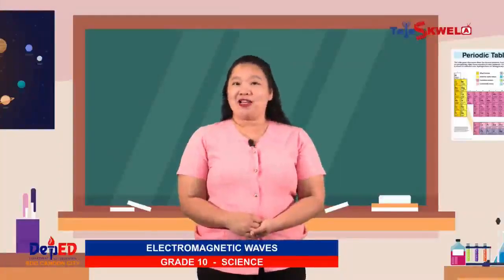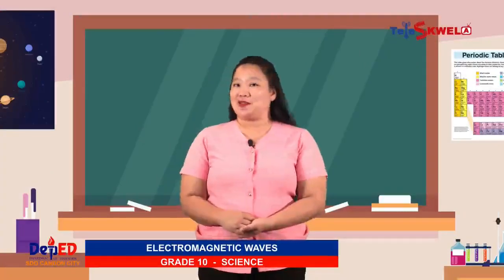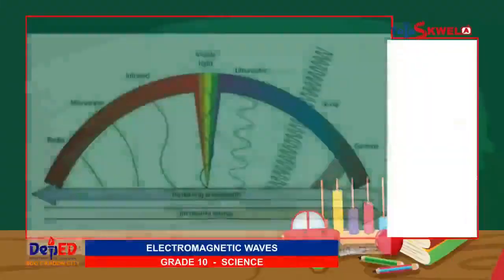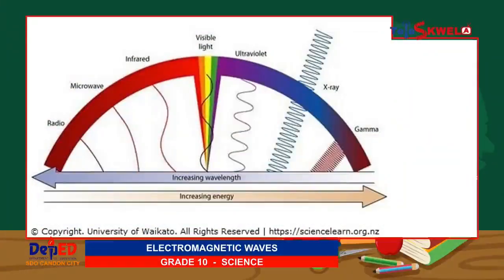Now, to sum up the lesson, let us study this image. Electromagnetic radiation is a wave that is created because of vibrations between an electric field and magnetic field. All electromagnetic waves propagate at the speed of light in a vacuum, which is equal to 3 times 10 raised to 8 meters per second.